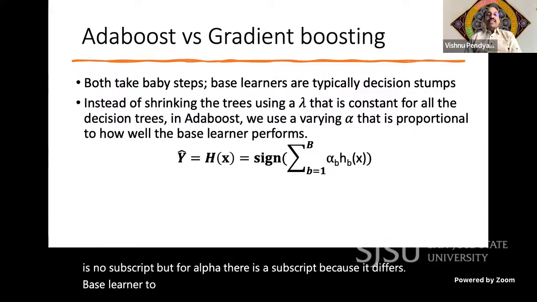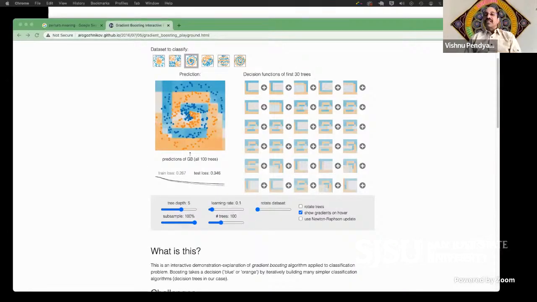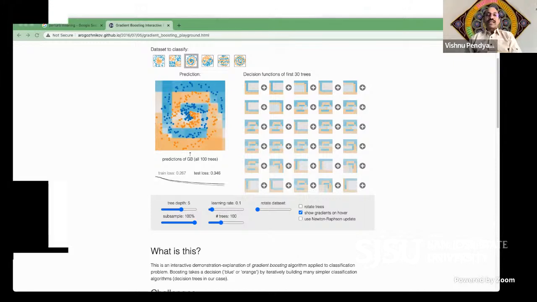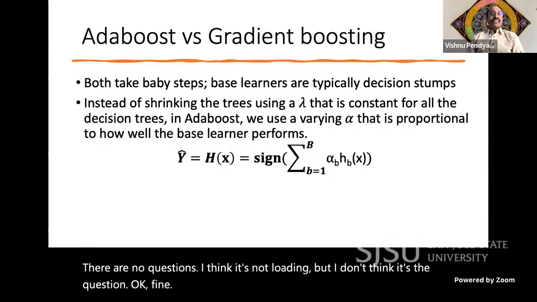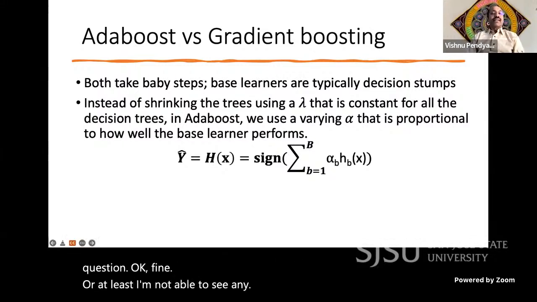Let me quickly check if there are any questions on YouTube. This is not loading for some reason. Let me check. There are no questions, I think. It's not loading, but I don't think there are questions. Or at least I'm not able to see any. The chat window is not loading. Okay.